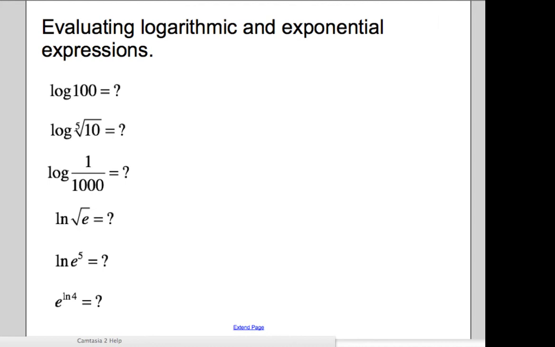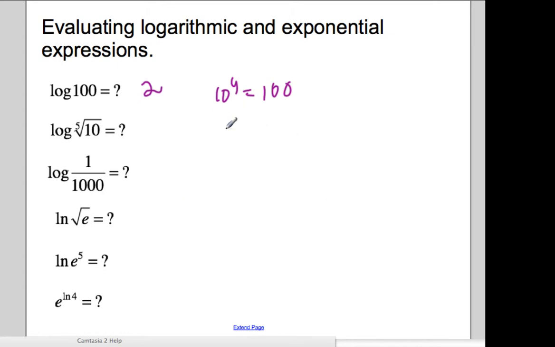So here we are, we're going to try evaluating some more logarithmic and exponential expressions. This time, most of these are in base 10. If you note right here, they don't have a little base right there. And if they don't denote a base there, they mean base 10. So they're asking you, 10 raised to what power equals 100. And base 10 is easy. You count the zeros. How many zeros are there? 2. So my answer is 2.